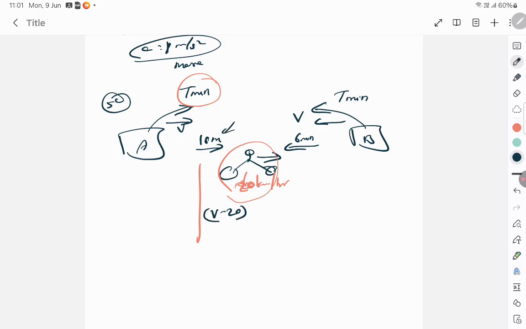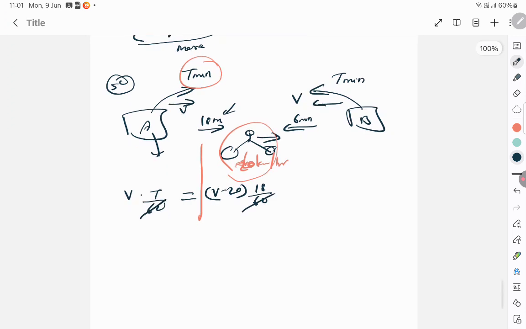And the time at which he gets to C is 18 minutes, which is 18 by 60 hours. Minutes convert into hours. On this side, from the bus stand's point of view, the velocity is v and the total time taken is t, and both of these can be equated. T by 60, 60 anyway gets cancelled. So you get vt is equal to v minus 20 into 18, equation 1.